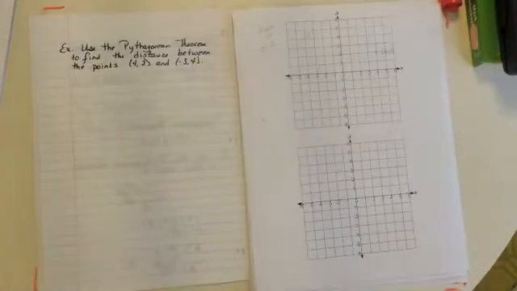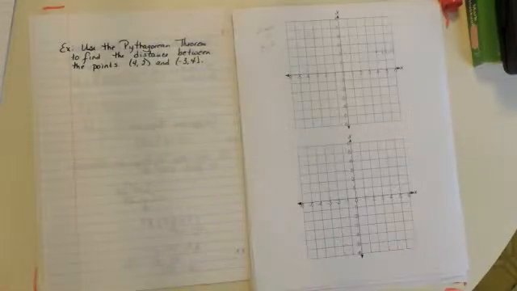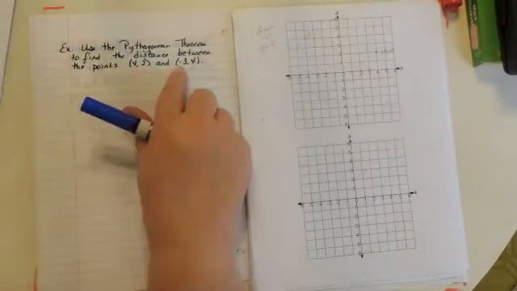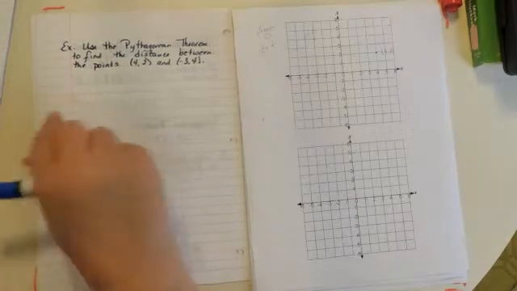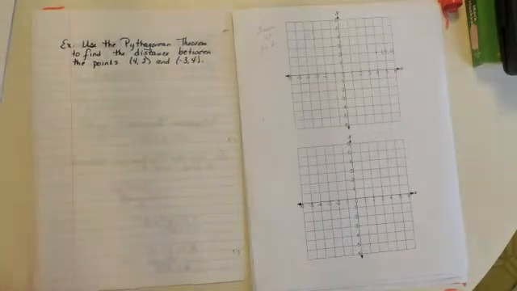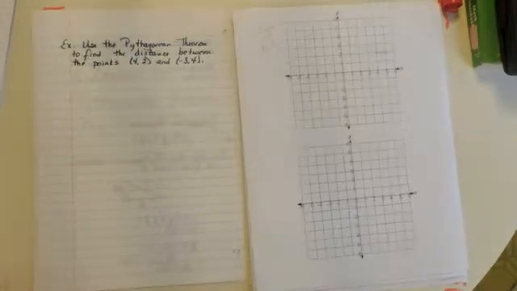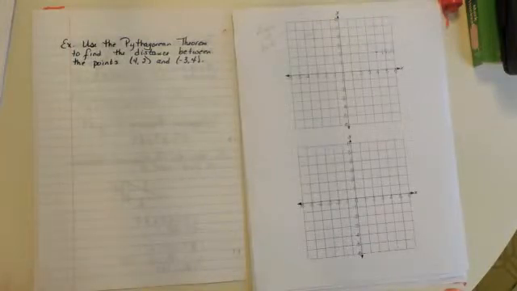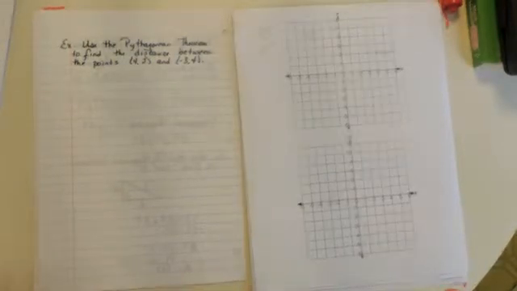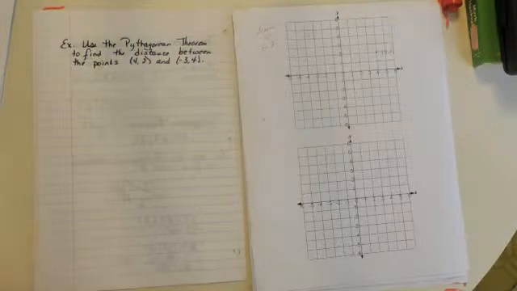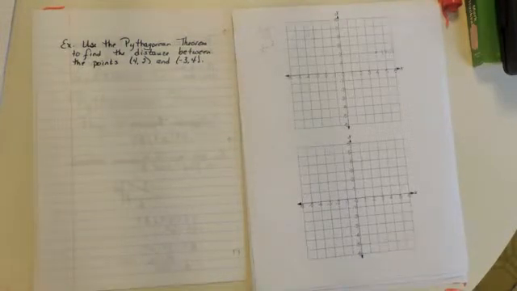Okay, here's another one. Use the Pythagorean theorem to find the distance between points (4, 2) and (-3, 4). Last year we learned the distance formula, which we derived from the Pythagorean theorem. Right now though, we're going to do this the old way and graph the points and form a right triangle. And later in the year this will be back and we'll go back to the distance formula.